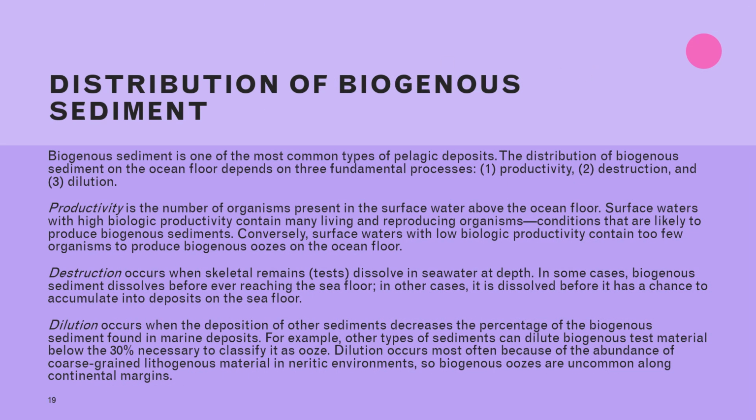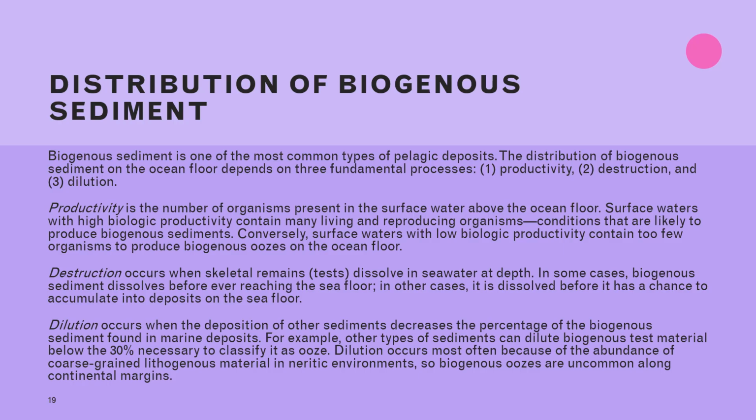So now let's talk about the distribution of biogenous sediment. How is it distributed? Biogenous sediment is one of the most common types of pelagic deposits. I mean, these are the deposits that reach into the deep ocean floor. The distribution of biogenous sediment on the ocean floor depends on three fundamental processes. Number one, productivity, destruction, and dilution. So productivity is the number of organisms present in the surface water above the ocean floor.